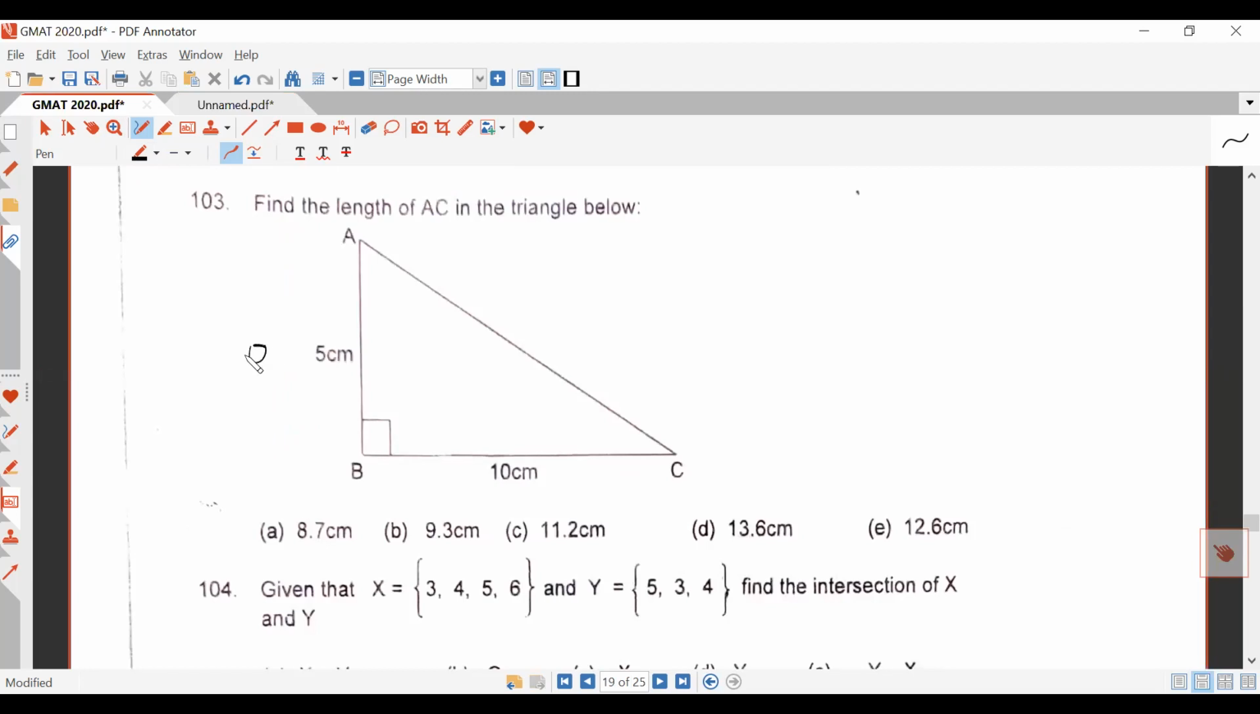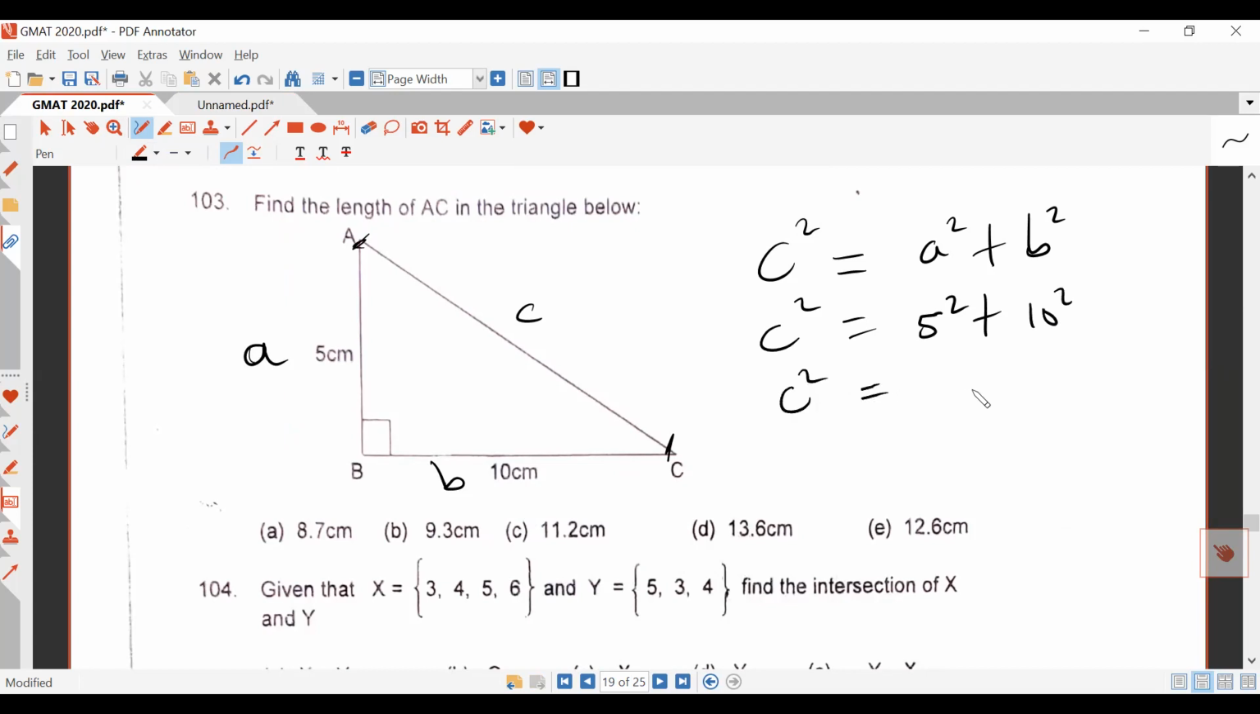Let me write it here. If this is A, this will be B, this will be C. The longest side is always the C. So the question says to find the length AC, from here to here. But what we know is that C squared is the same as A squared plus B squared. So C squared is the same as 5 squared plus 10 squared. What is 5 squared? 25. What is 10 squared? 100. So when you add the two, you get 125. So our C will be the square root of 125.